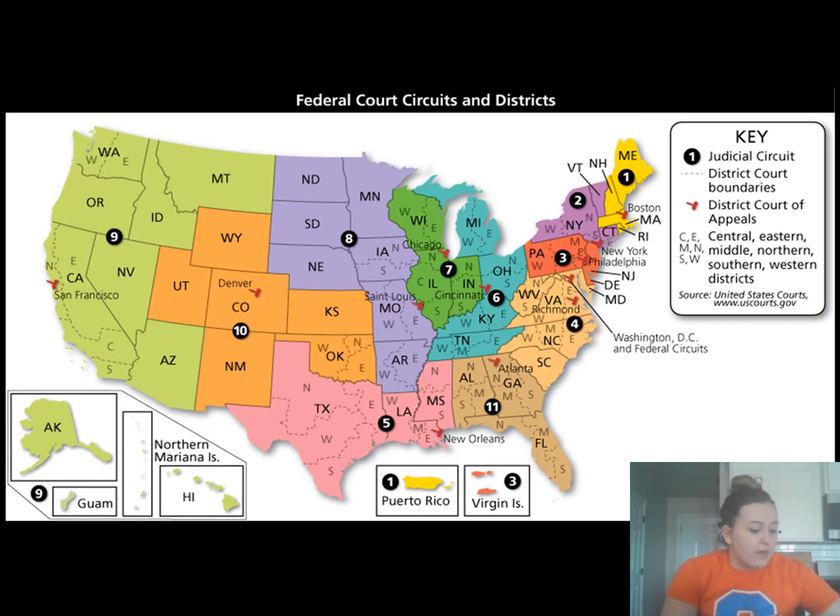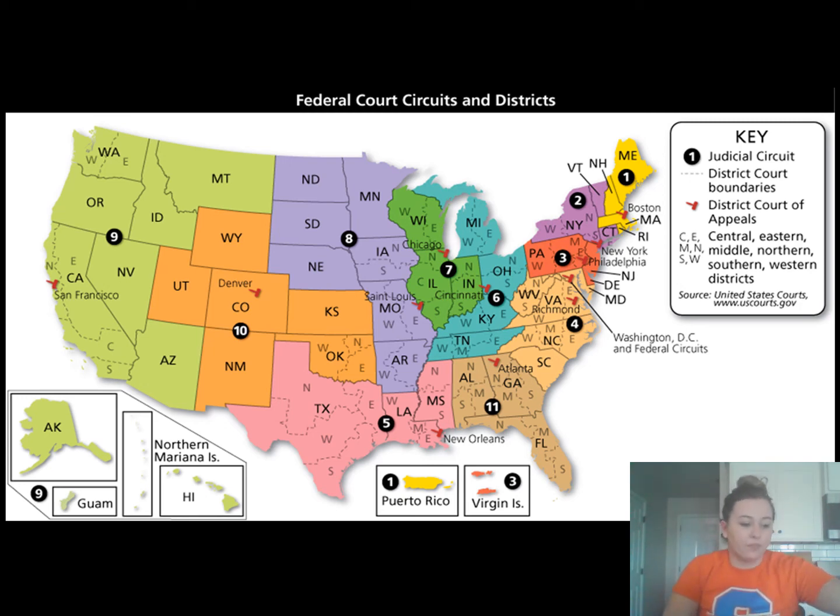All right, you can see our federal court circuits and districts here. We are in the 8th Circuit. I guess I have the number on the next slide, so I'm going to come back to that. The U.S. district courts are the federal trial courts. They hear over 350,000 cases per year, which is about 80% of the federal caseload. The other 20% is heard in the Supreme Court or the Court of International Trade.